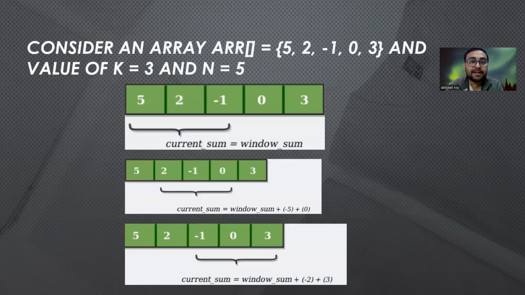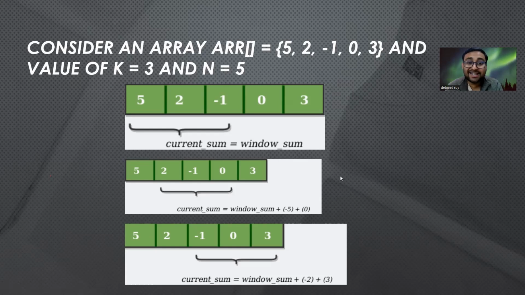So here if you can observe, we have considered an array like 5, 2, -1, 0, 3, and the value of k is 3, a three-size window, and n is 5. Number of elements are 5. Here the current sum is equal to the window sum.